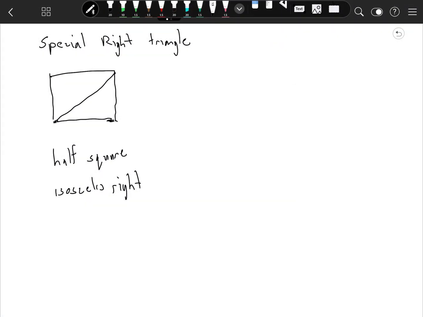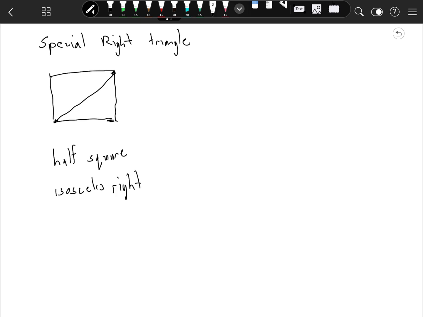Hey, we need to take a look at some special right triangles. So they are special. This first one is special because it's half of a square. If you take two corners of a square, two vertices of a square, and connect them together, you make a diagonal, and you have a special right triangle. So this relates closely to squares. It helps us with squares.